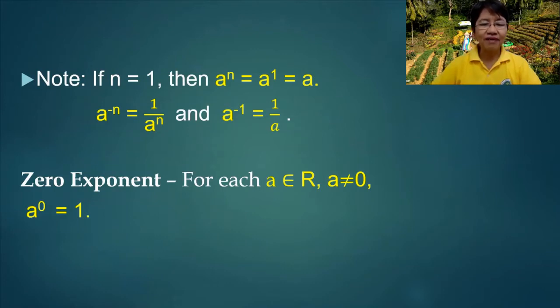A to the negative n is equal to 1 over a to the n, and a to the negative 1 is equal to 1 over a. Zero exponent: for each a an element of the set of real numbers where a is not equal to 0, a to the 0 is equal to 1.